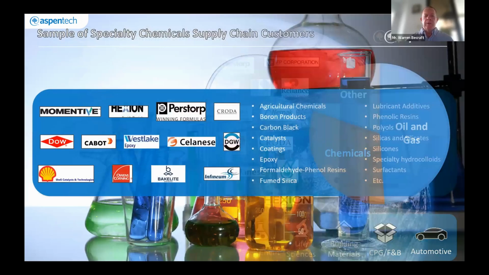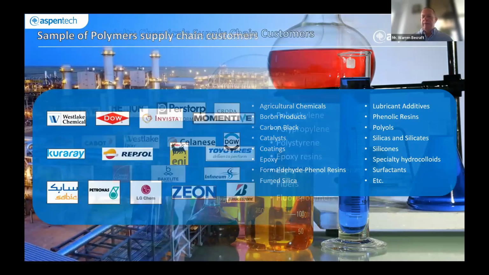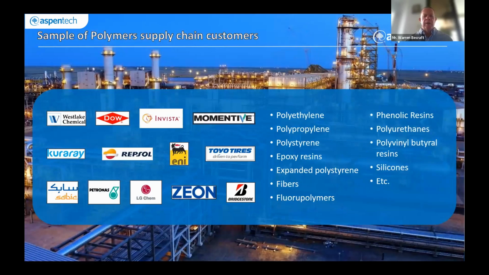Particularly in specialty chemicals, we have customers such as Dow, Momentive, Westlake, Perstorp, Croda, Celanese, Infinium, covering many different specialty chemicals for planning and scheduling. And in the polymers industries, we have a very strong group of customers utilizing our solutions all the way from the polyolefins, fibers, fluoropolymers, and so forth. Companies, again, like Dow, Repsol, Curare, Momentive, have very large-scale rollouts of our supply chain solutions.